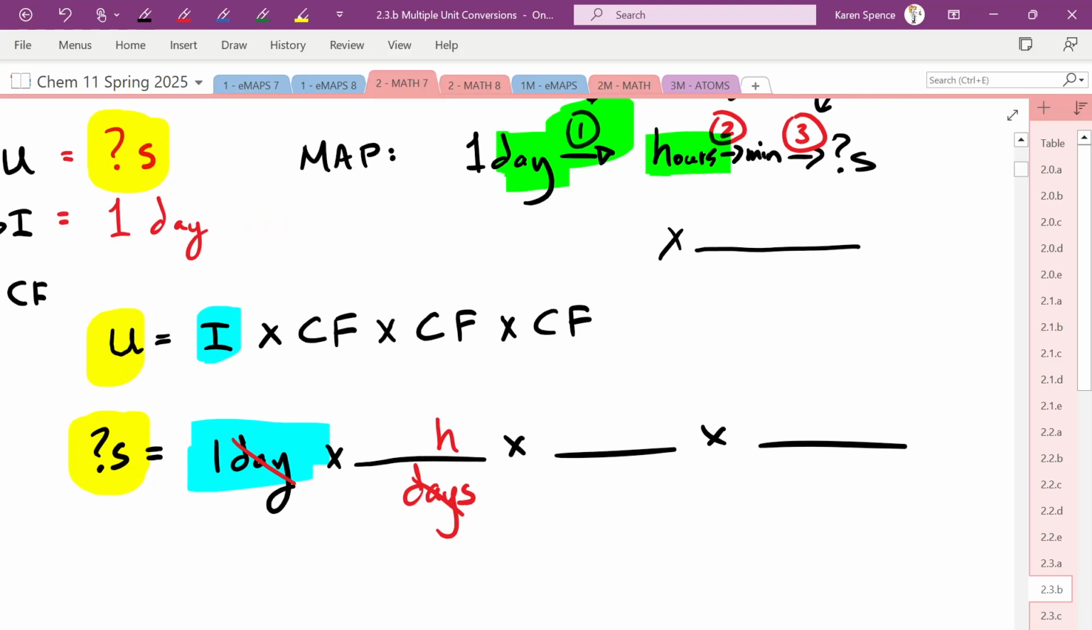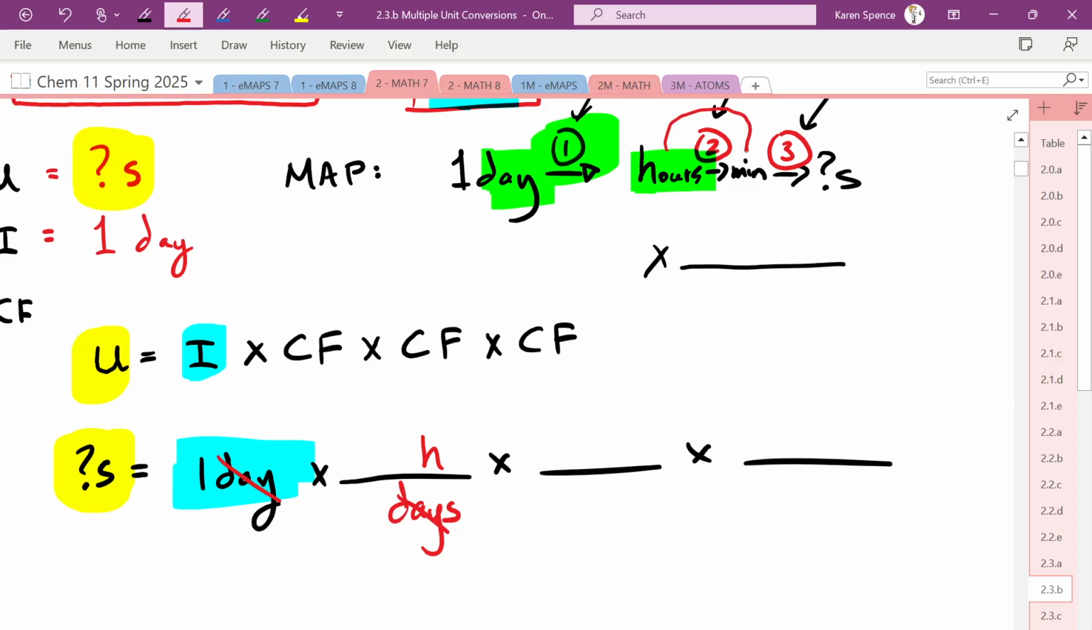My next conversion factor, I want to go from hours to minutes. So we need to cancel out the hours. Hours is on the top, so hours needs to go on the bottom. And I need to put minutes on the top because that's what I'm trying to find. So whatever you're starting with goes on the bottom, and whatever you're trying to find goes on the top. And now we're going from minutes to seconds, so we want to cancel the minutes, so we put it on the bottom. And we need to find seconds on the top.